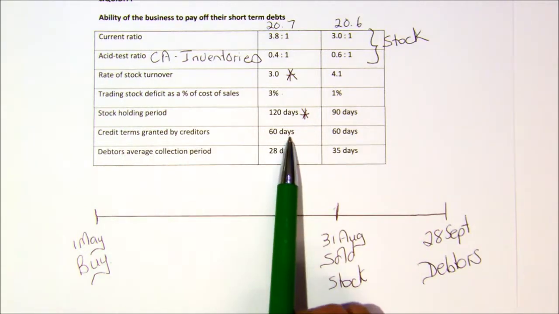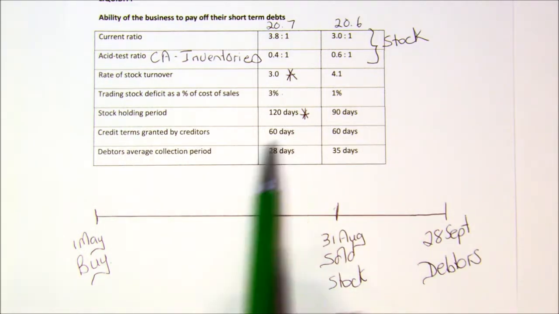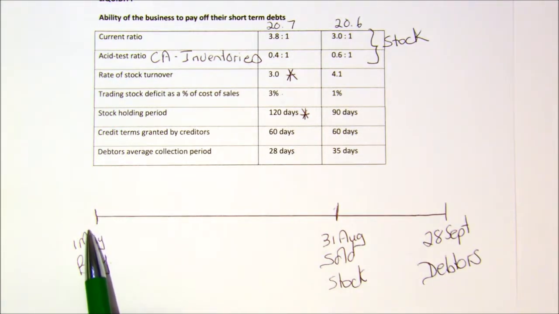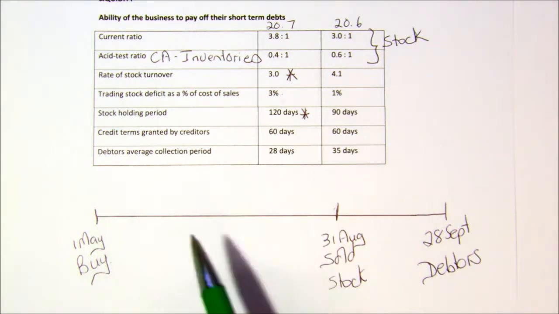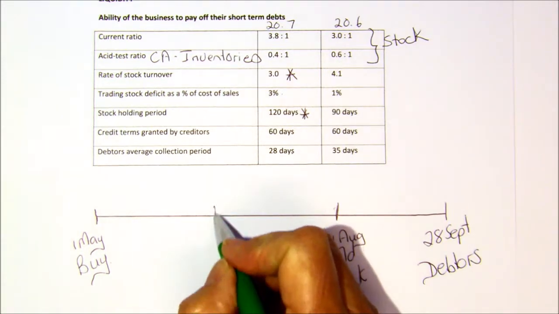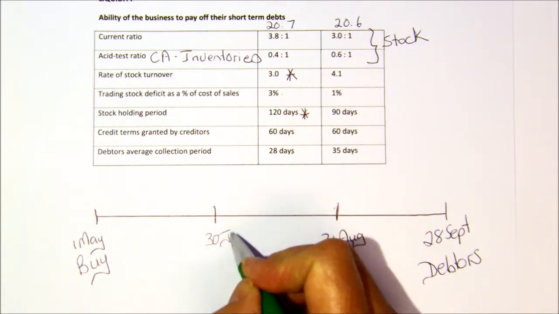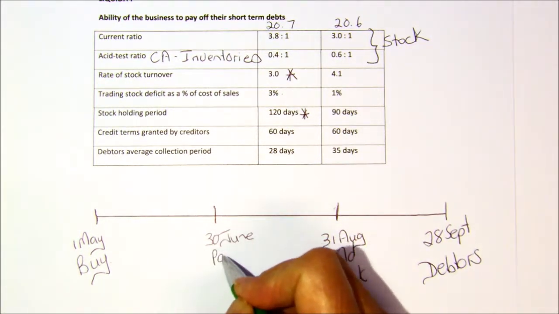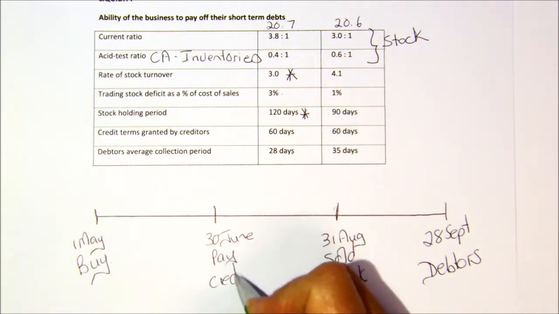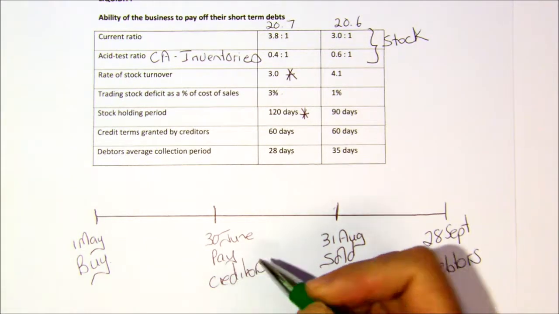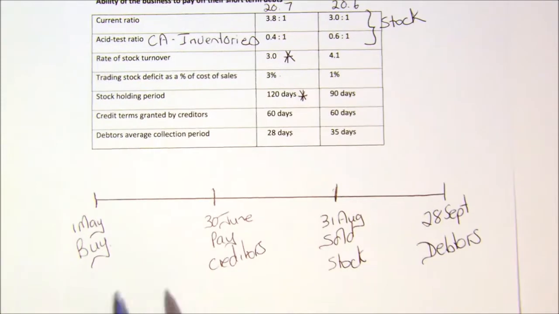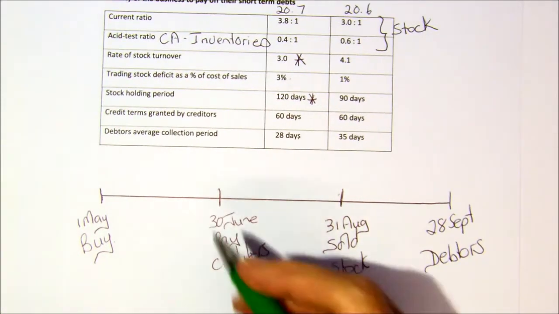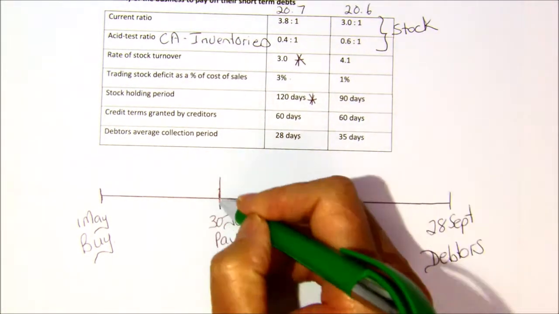In the meantime, you're paying your creditors in 60 days, 2 months. And that 2 months will run from here when you bought it. So May, June. By the 30th of June, you have to pay your creditors. And if you look at this, can you see where the problem is in this business? You have to pay here.